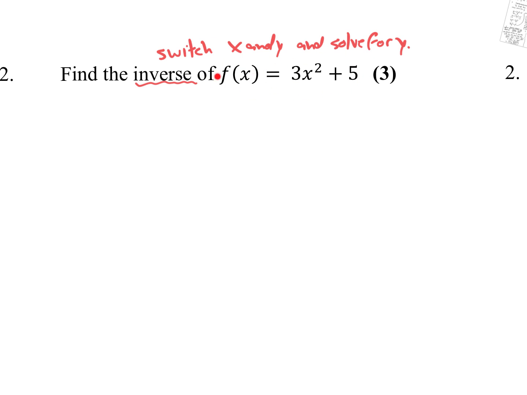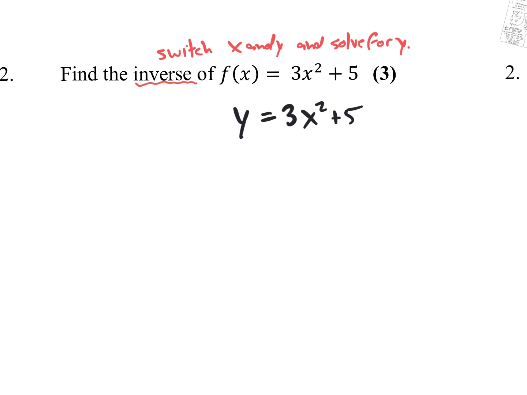Remember, this is just the name of the function, f of x. It could be f of x, q of x, r of x. It could even be y, right? F of x is really the same thing as y. So maybe you want to start out by just rewriting it: y equals 3x squared plus 5 instead of f of x. F of x is the same thing as y.